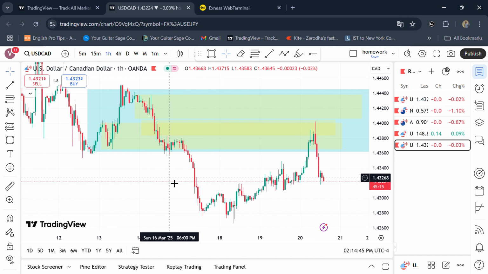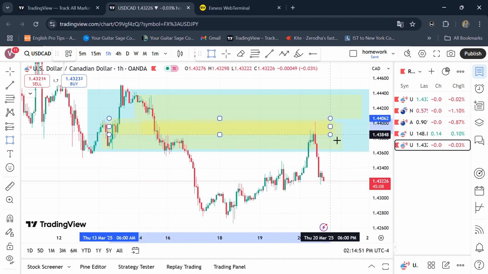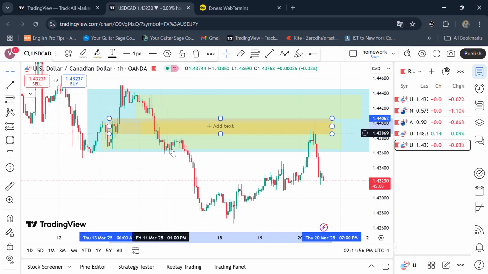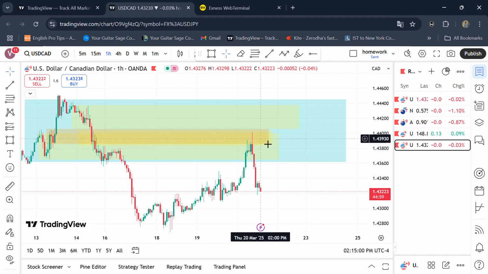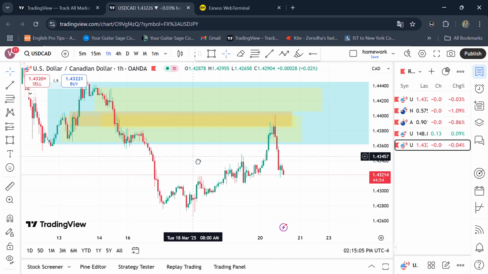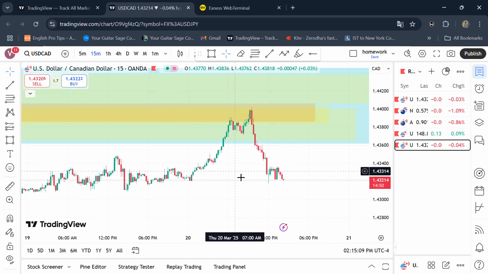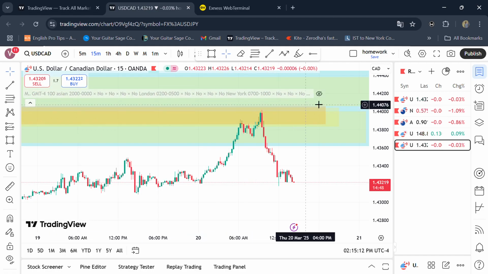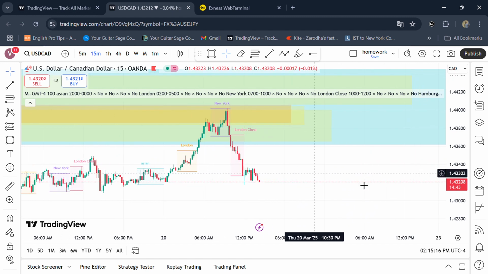Now on 1 hour time frame, again there is this mitigation block. We'll mark it. Let's make it orange. Blue is for 1 day, yellow is for 4 hour, and orange is for 1 hour. If we turn on sessions, let me remove this.